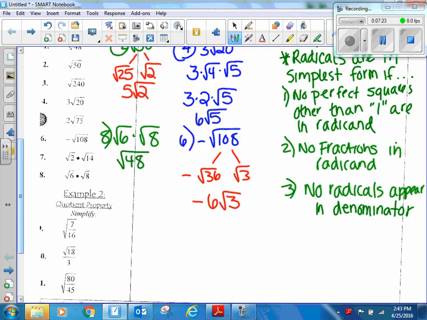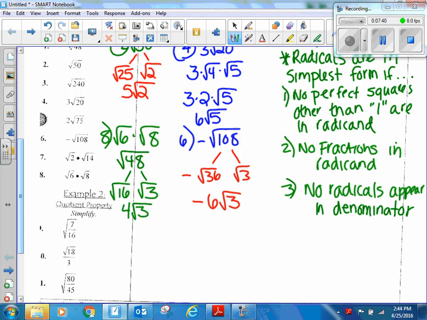It just so happens that 16 is a factor of 48. So the square root of 16 and the square root of 3. And now I can go a little bit further. The square root of 16 is 4. And the square root of 3 stays as a square root of 3. It cannot be simplified anymore.